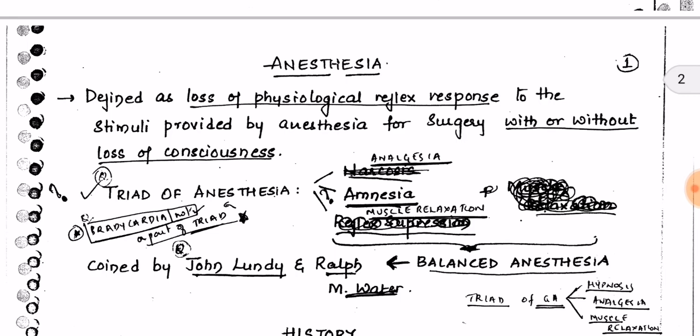When we talk about the triad of general anesthesia, that is GA, amnesia is replaced by hypnosis. That is the only difference. So basically you're asked about this triad only, the triad of anesthesia. You have to remember analgesia, amnesia, and muscle relaxation. Now, one important point to note is that bradycardia is not part of the triad. This is a general question that has been asked in the exams. Okay.